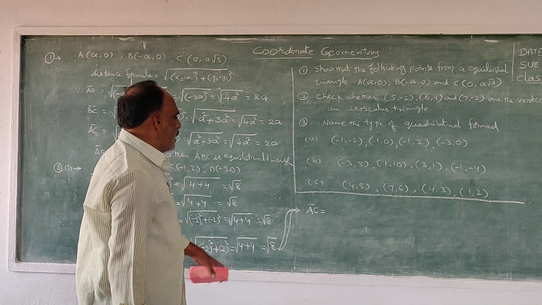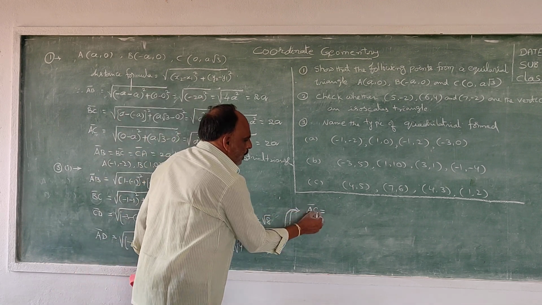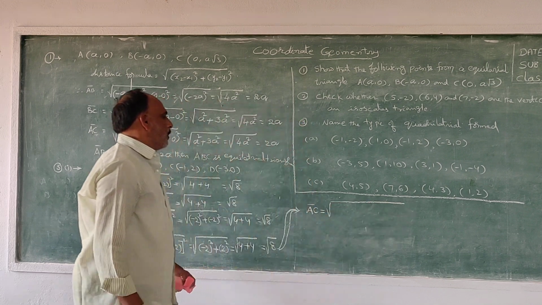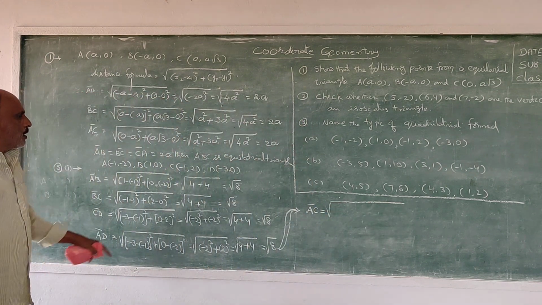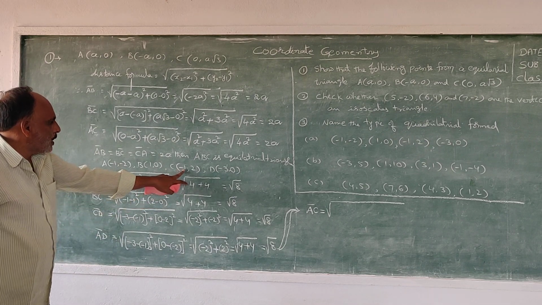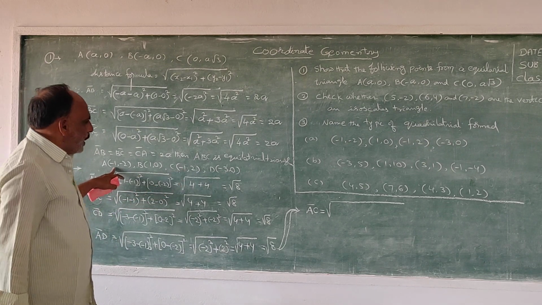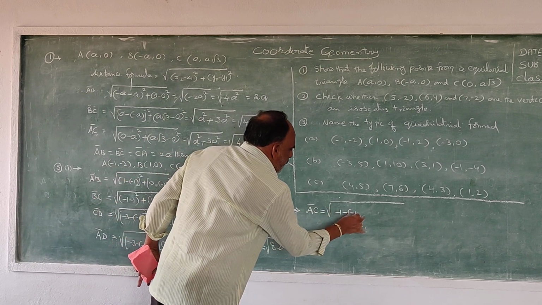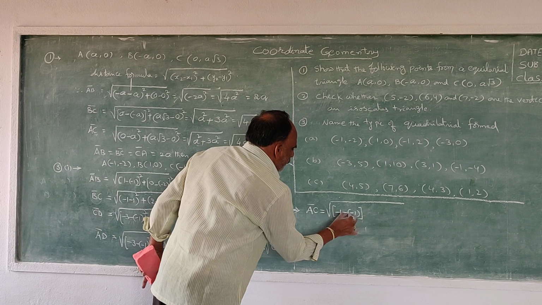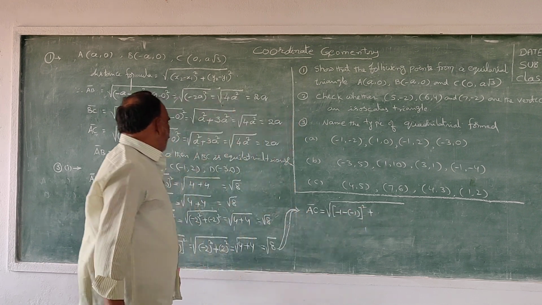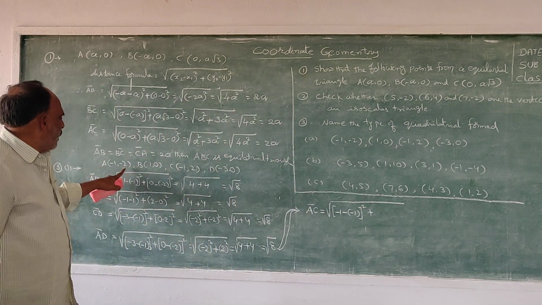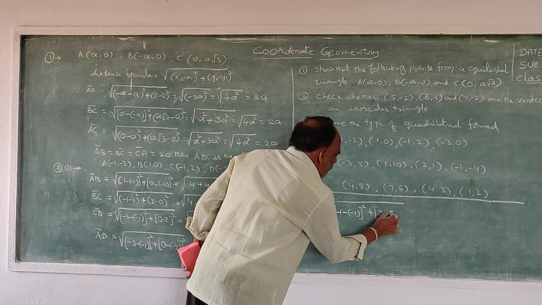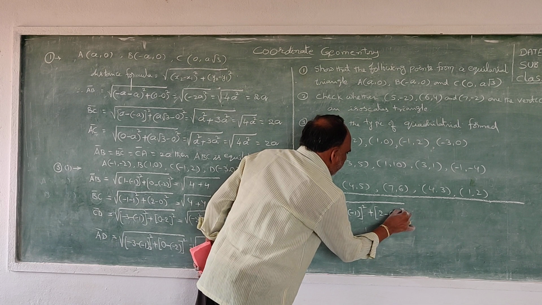First diagonal AC. To compare, A is (x1, y1) and C is (x2, y2). So root of x2 minus x1 whole square. x2 is minus 1, x1 is minus 1. Minus 1 minus 1 whole square, plus y2 is 2, y1 is also minus 2. So 2 minus 2 whole square.